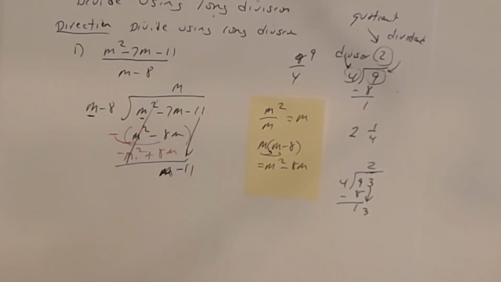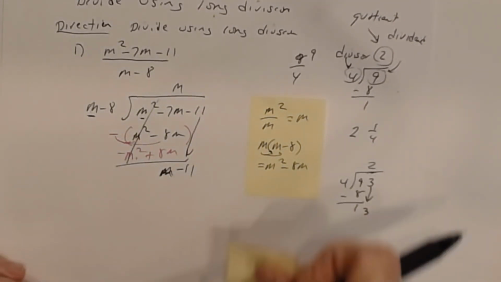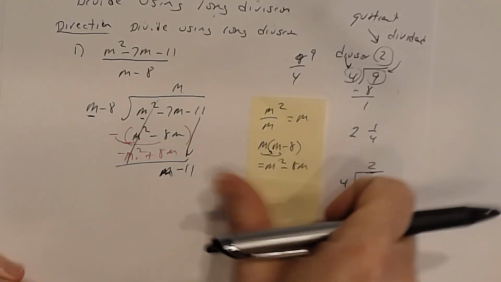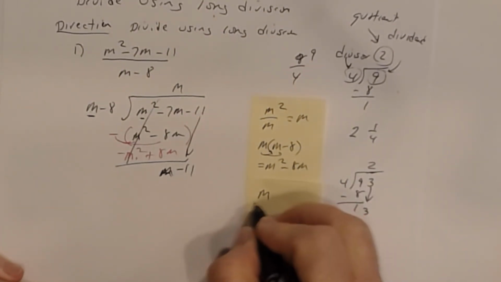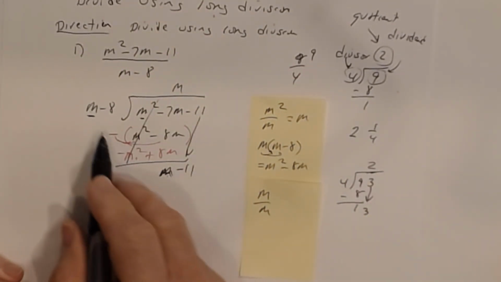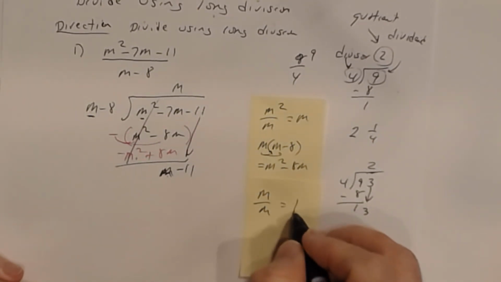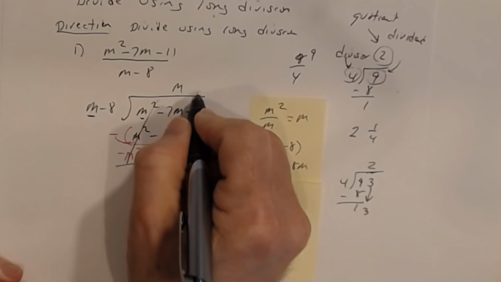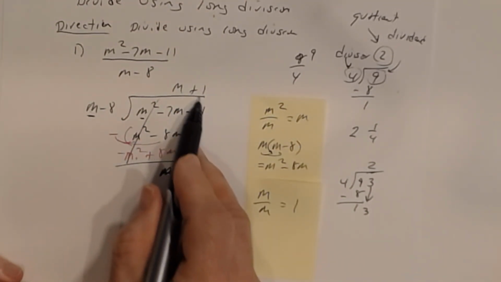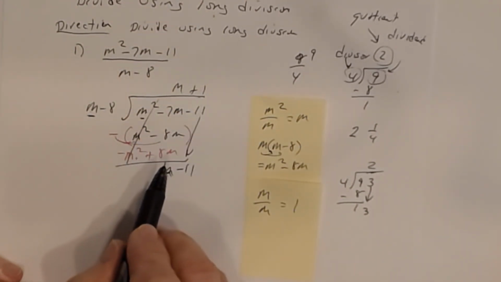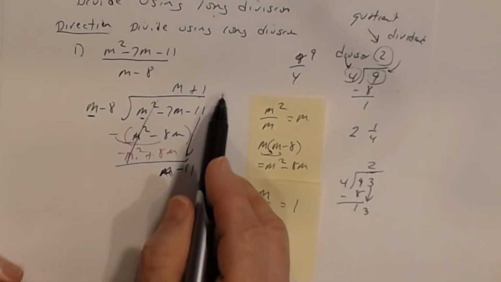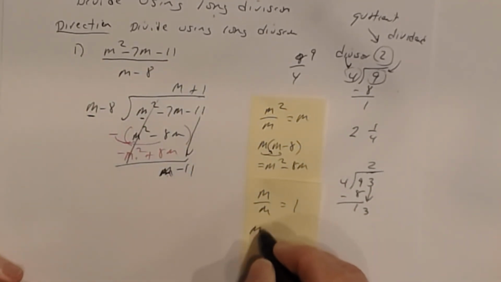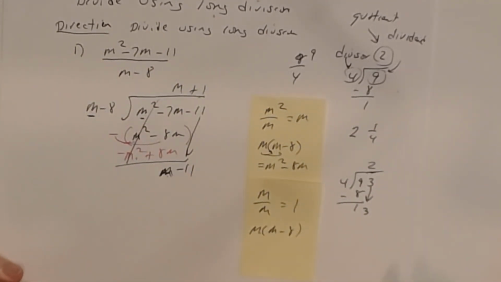So that's going to be your next step. Let me go ahead and do that here. Then you're going to say m into m. M divided by m is 1. That's a positive one, right? So that's going to go here. So you're going to say m plus 1. And then you multiply 1 times m minus 8.